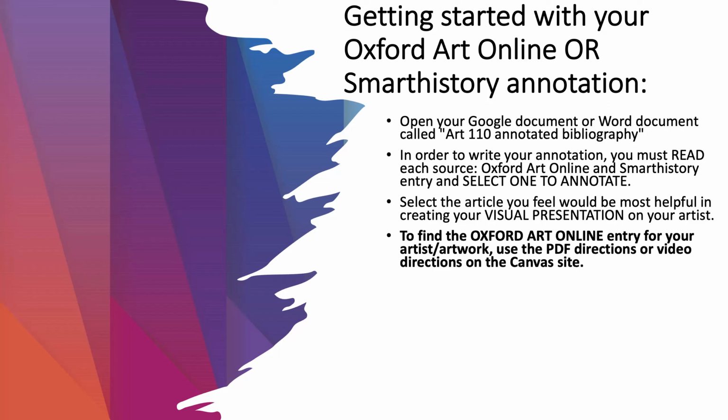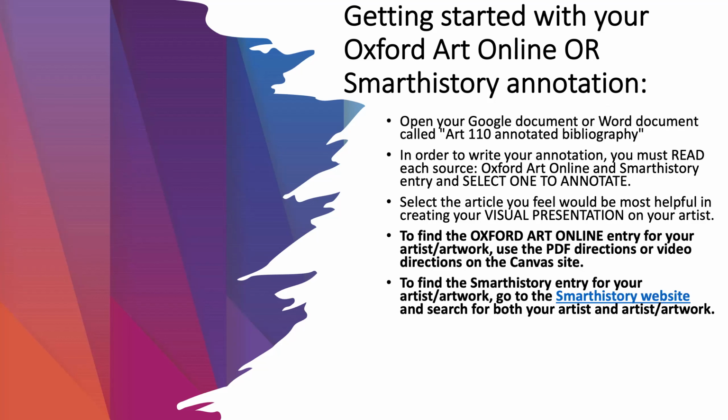To find the Oxford Art Online entry for your artist and artwork, there's a PDF with directions, or there's a short video on the Canvas site, so you can find that. And to find Smart History, just go to the Smart History website. You'll find it, just Google Smart History and search for both your artist and artwork. If you're viewing the PDF of this, which is on Canvas, you can click on these links.